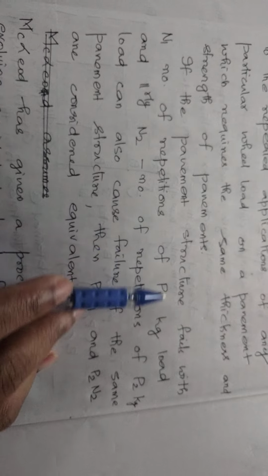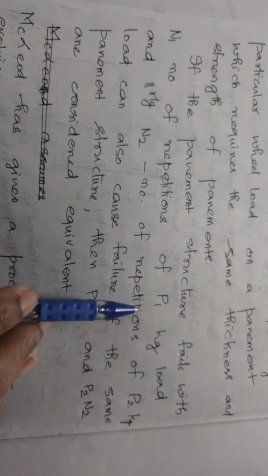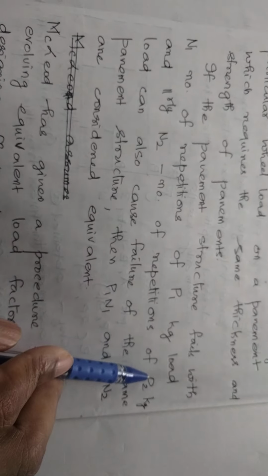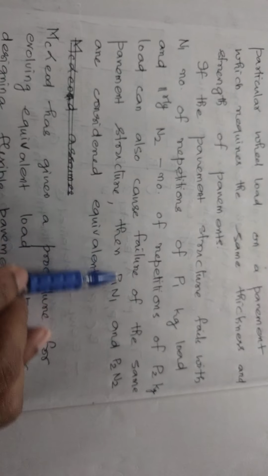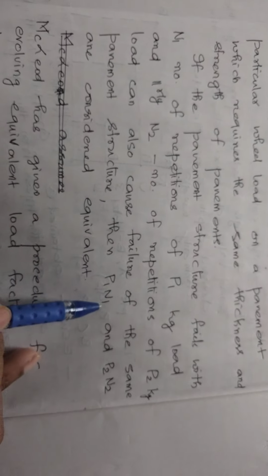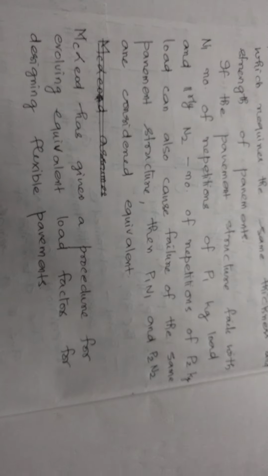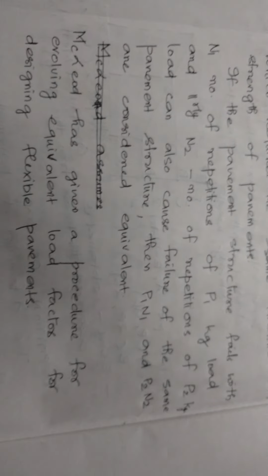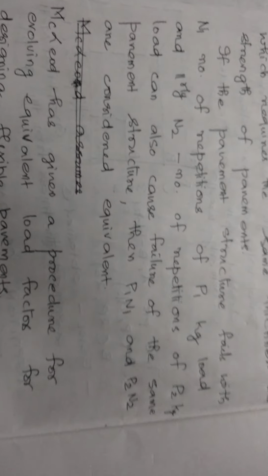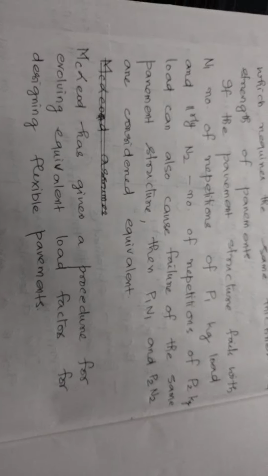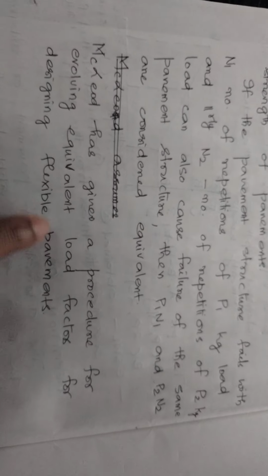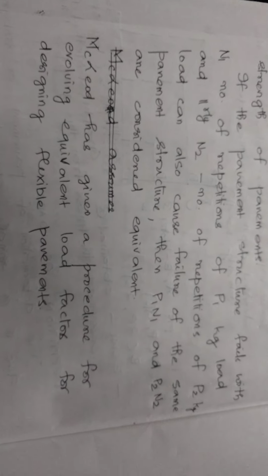If the pavement structure fails with N1 number of repetitions of P1 kilogram load, and similarly N2 number of repetitions of P2 kilogram load can also cause failure of the same pavement structure, then P1 N1 and P2 N2 are considered equivalent. That is, if N1 repetitions of P1 kilogram load and N2 repetitions of P2 kilogram load cause the same failure, P1 N1 and P2 N2 are considered equivalent. McLeod has given a procedure for evolving equivalent load factors for designing flexible pavements.